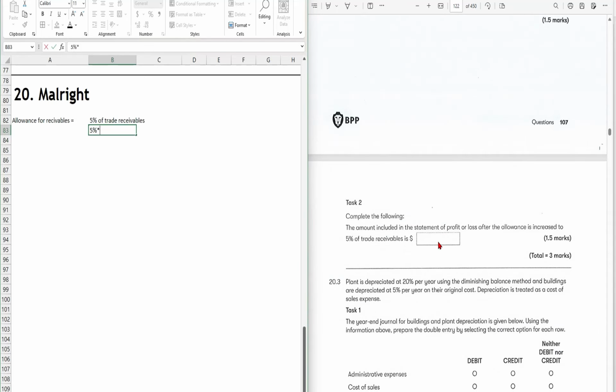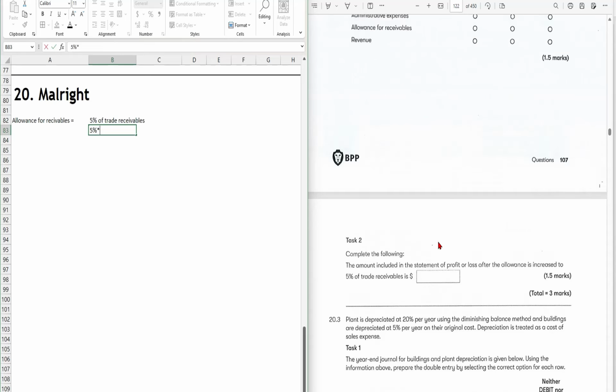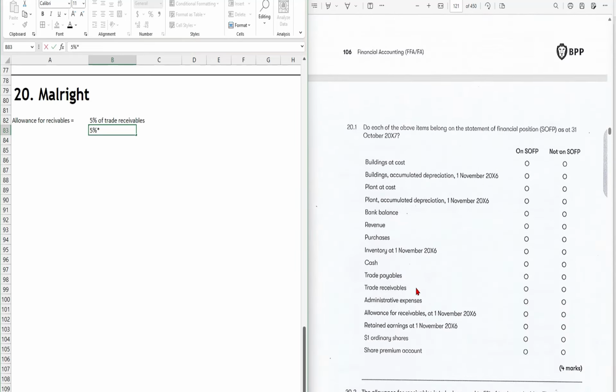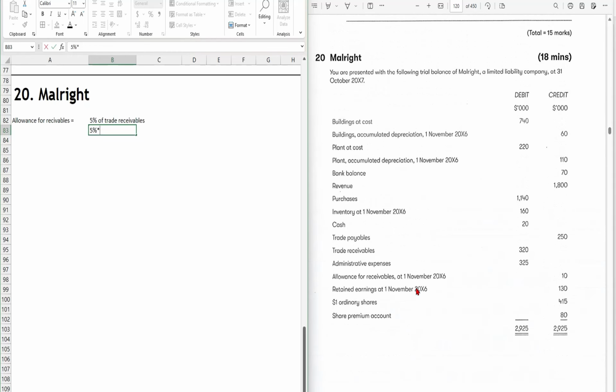This kind of mistake is also repeated by students in the exam. So check whether 30 is taken common in the question or whether the answer requires taking 30 common. Here the answer didn't say to take the 30 common, but the question has taken the 30 in the common. So it's better to take the full value. So trade receivable value is 320,000, and 5% of 320,000 is 16,000.